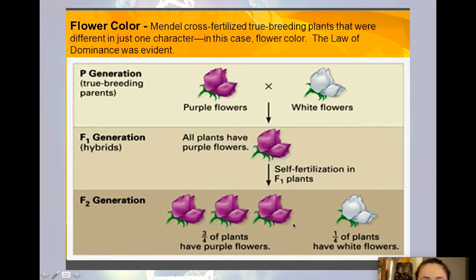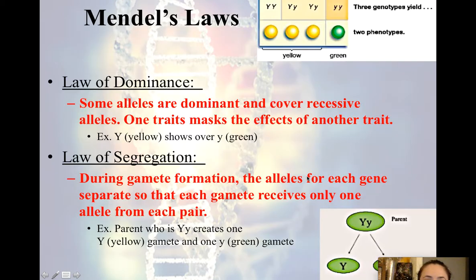But in this next generation, which we call the second filial generation, hence F2, he noticed that the white trait reappeared. So he got mostly purple flowers, because that's the dominant trait, but he noticed that the white flowers reappeared. So these are Mendel's experiments. And Mendel determined his laws.